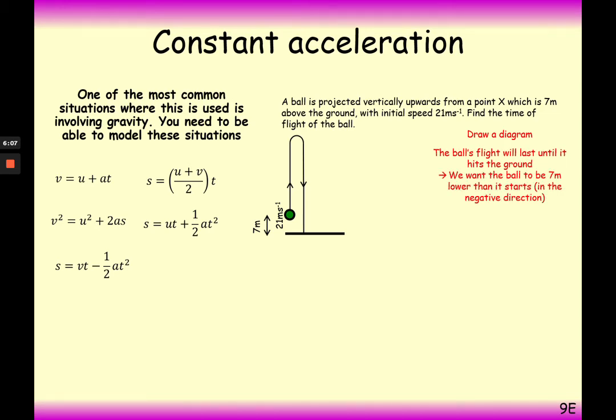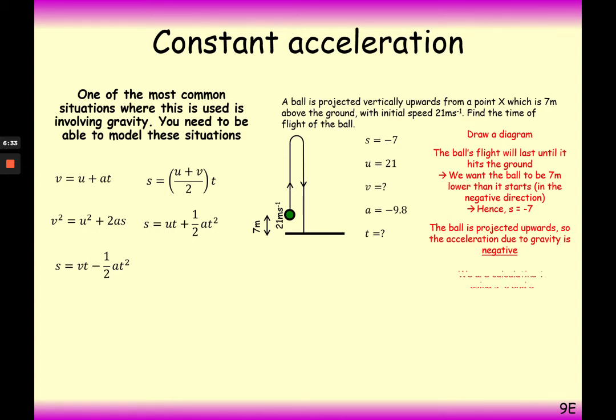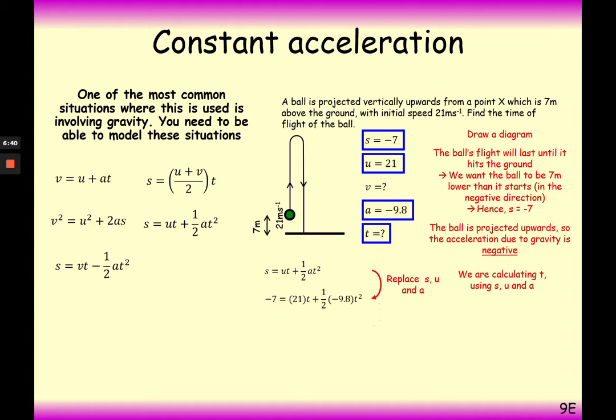So we know that the displacement is going to be -7. If we take upwards as positive, from where it starts to where it lands, its displacement is -7. u is 21 as we're given in the question. We're not concerned with v. a is going to be -9.8 because obviously we're taking upwards as positive. And t is what we're trying to find. So if we're trying to find t, we've got s, u and a. So we're going to use s equals ut plus half at squared. Sub in our values and solve it.